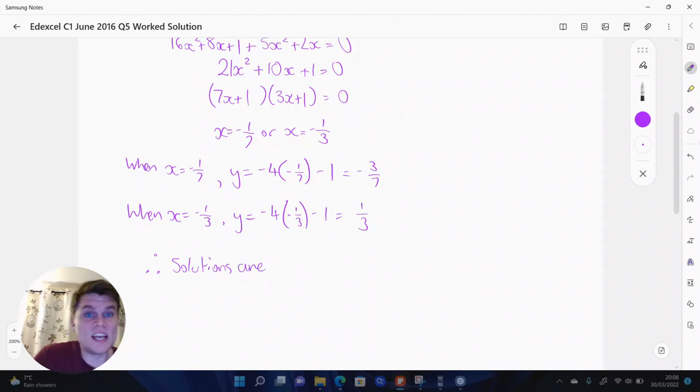Now you can write this as x and y equals, or you can write them as coordinates. I'll go with coordinates. So we've got minus a seventh and minus 3 over 7. And the other one, x is minus a third, and y is a third. And there you go.